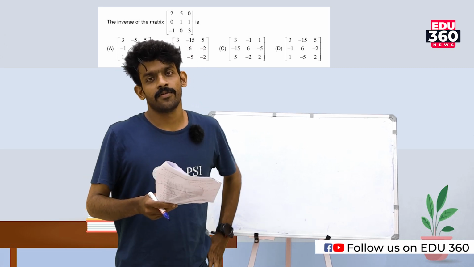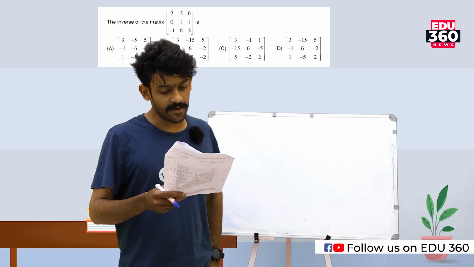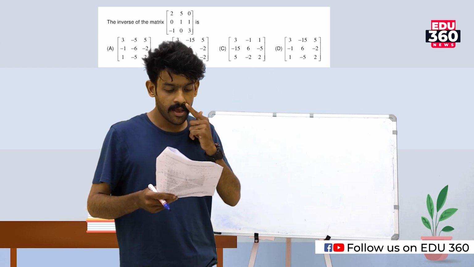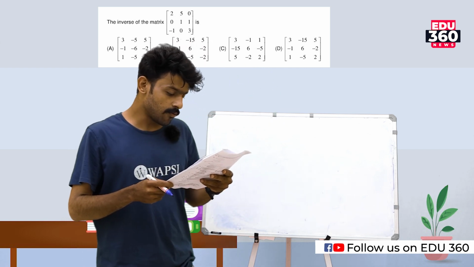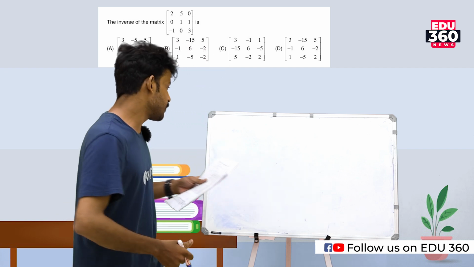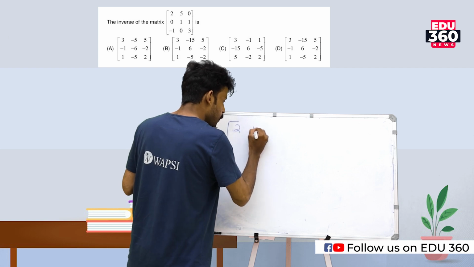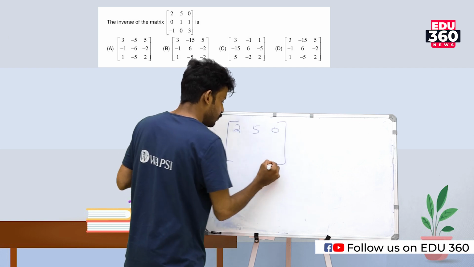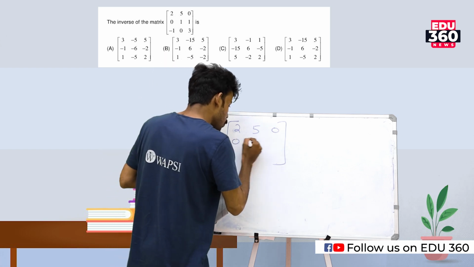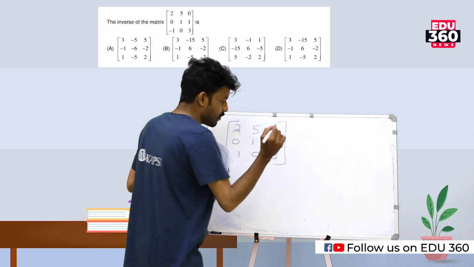So we can start with the first question. The question is: the inverse of the matrix is... You can see there are four options, and the matrix is 2, 5, 0, 0, 1, 1, and minus 1, 0, 3. So this is the matrix: 2, 5, 0, and 0, 1, 1, and minus 1, 0, 3.